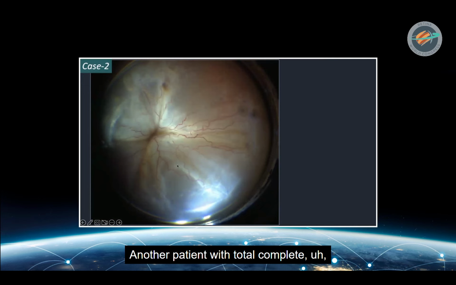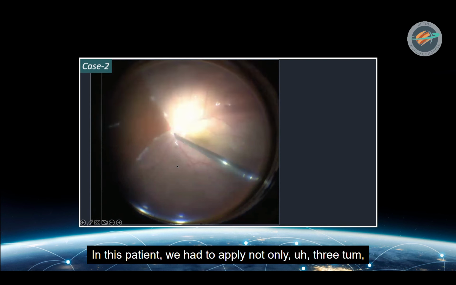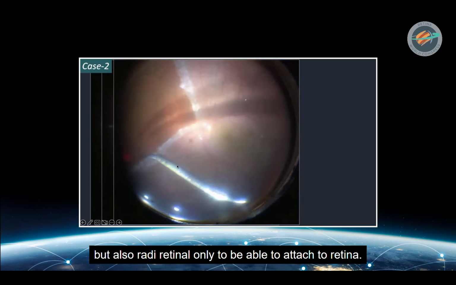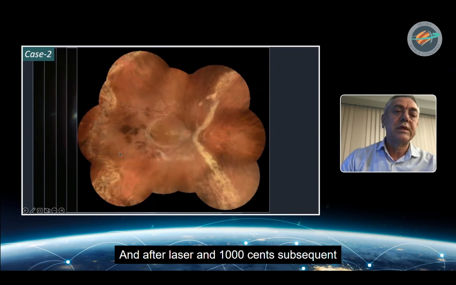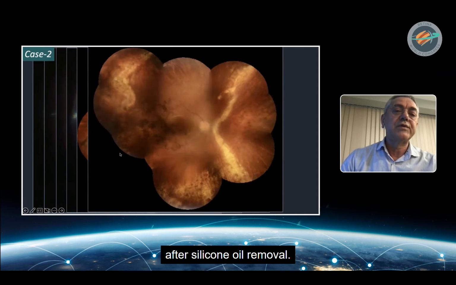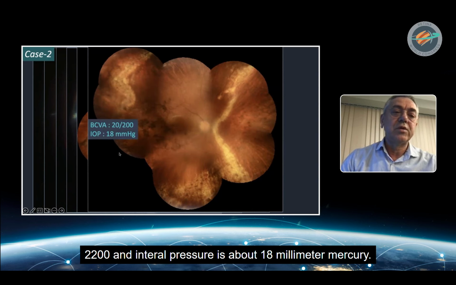Another patient with total funnel-shaped retinal detachment with severe anterior PVR. In this patient, we had to apply not only 360 retinectomy, but also radial retinotomy to be able to attach the retina. And after laser and 1,000 centistoke silicone oil injection, this is after silicone oil injection, and this is after silicone oil removal. As you see again, the retina is attached, vision improved to 20/100, and intraocular pressure is about 18 mmHg.